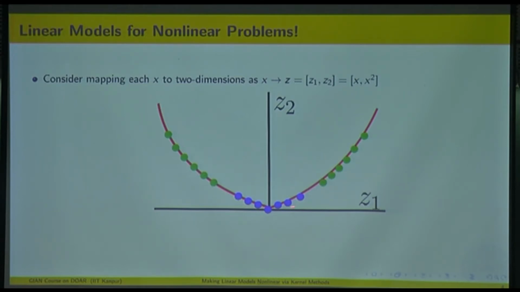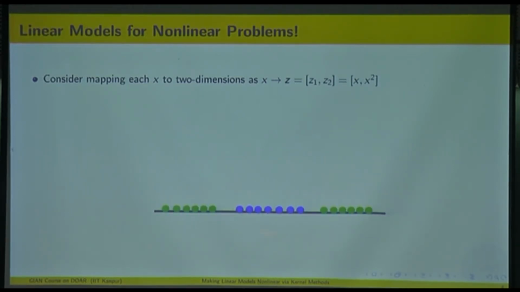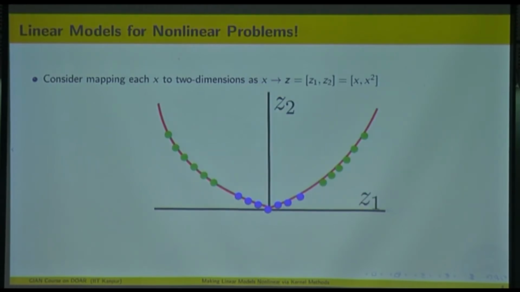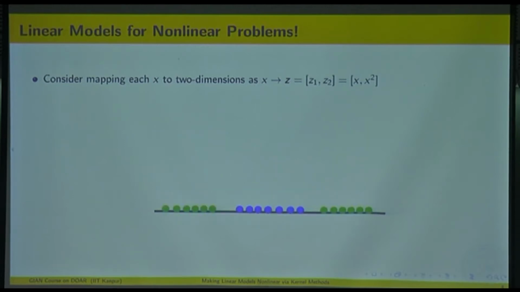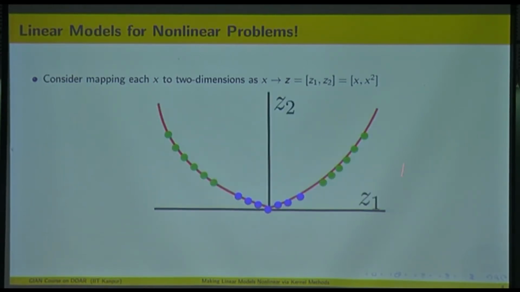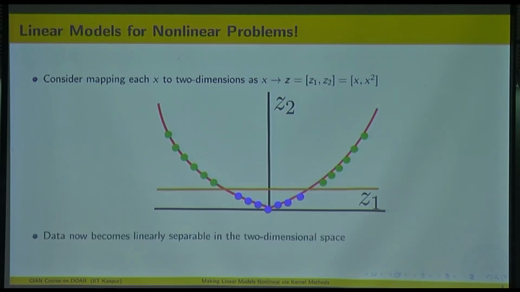So note that the x coordinate of each point is the same as the original coordinate, and the y coordinate is now x squared. Now the data lives in 2 dimensions. Originally it was living in 1 dimension, now it's living in 2 dimensions. Now with this representation, can we learn a linear classifier that separates the data? Clearly yes, because I can put a horizontal line parallel to the x-axis, and that will separate the data.